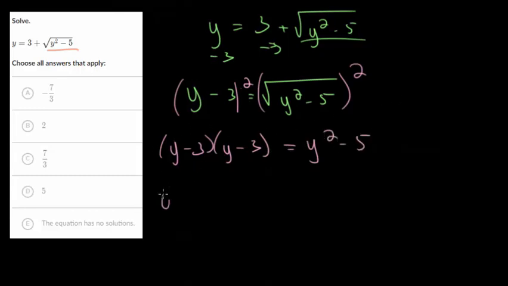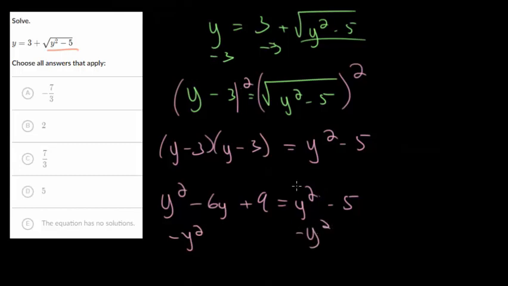Now we can multiply this out. We get y squared minus 3y minus 3y, so that's minus 6y, and minus 3 times minus 3, which is positive 9. And let's subtract y squared from each side, since we have the same amount of y squareds on each side, so we can turn this into a linear equation. And what we're left with is minus 6y plus 9 is negative 5.